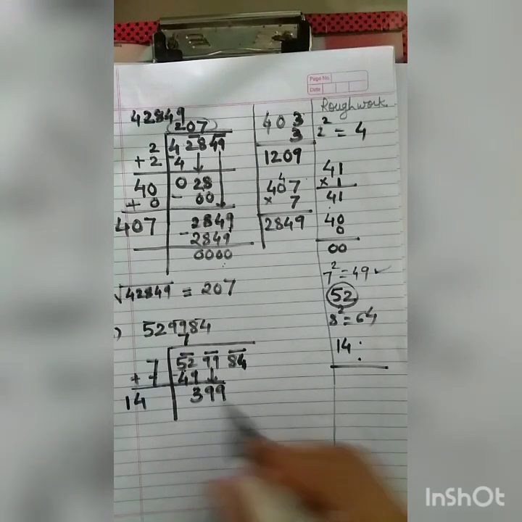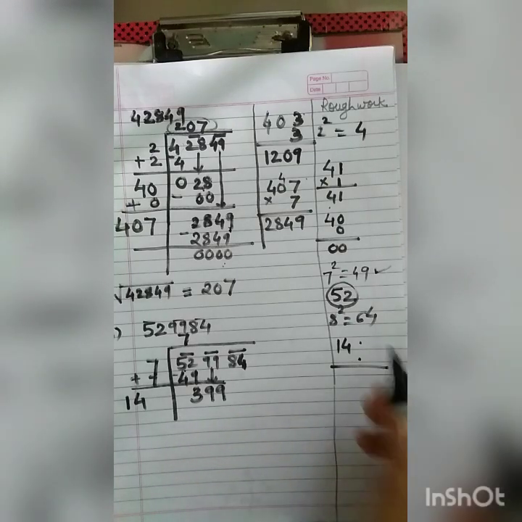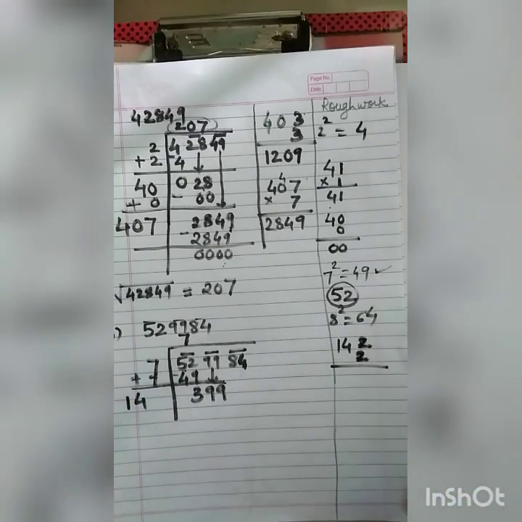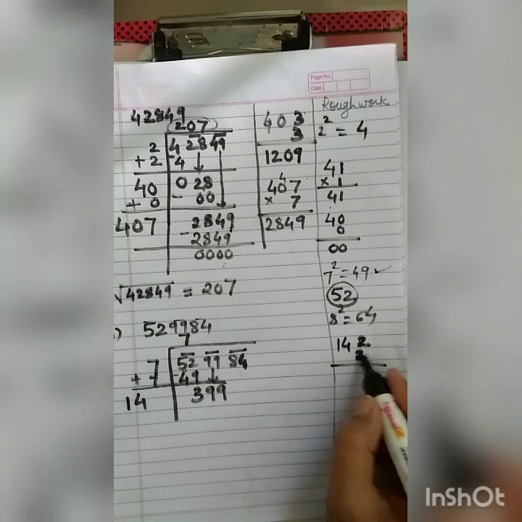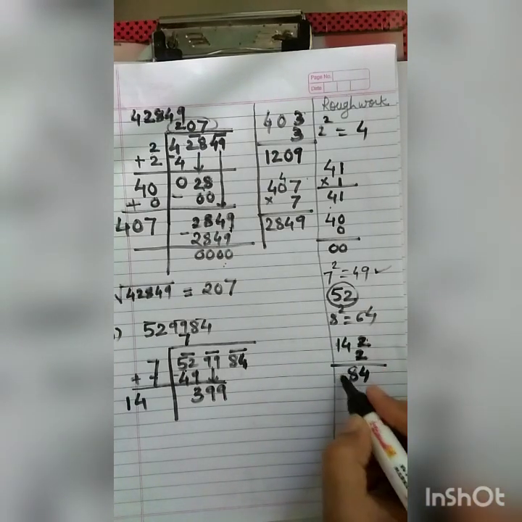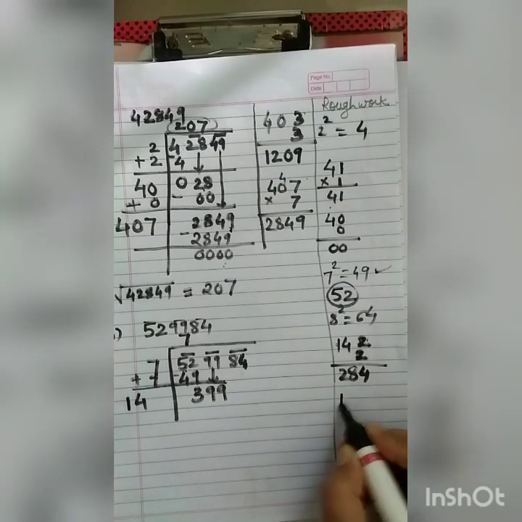So if 9 is there in 399, let's go with 2. Because 142 times 2 will be nearer to 300, then we will move further. If it is smaller, then we will go with 3. 2 2s are 4, 4 2s are 8, 2 1s are 2. So what am I getting here? 284. Let's try with 3.